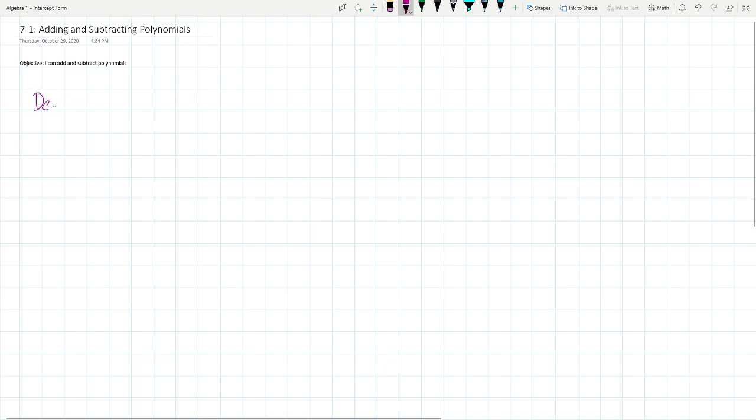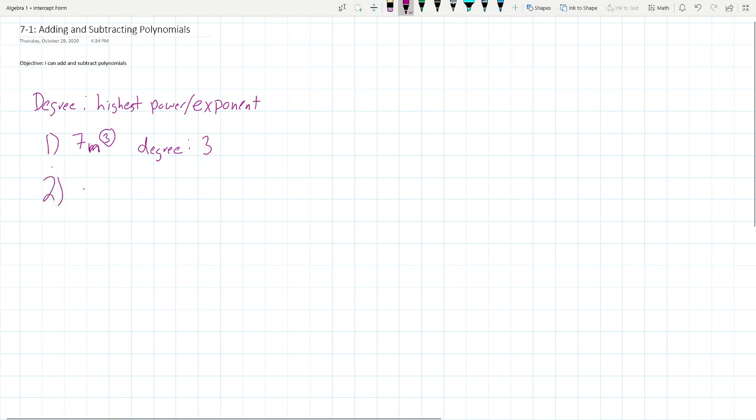A degree is the highest power, or if you don't know what that quite means, you can think of it as your biggest exponent. So to start off with, number 1, we have 7n to the third. And so my degree on this is 3, because the 3 is the highest power, the highest exponent.